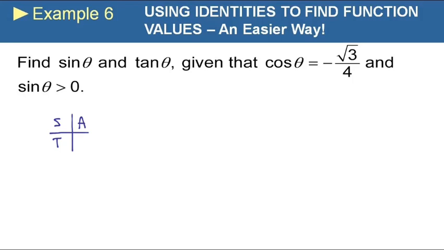So I'm going to start by figuring out what quadrant theta has to be in. Now they tell us that sine is positive, and they also give us a cosine that's negative. So quadrant 1 is out because cosine's positive there, and I think we're going to have to choose quadrant 2 because sine is positive there but cosine is negative. And let's just draw an angle where this would be theta here.